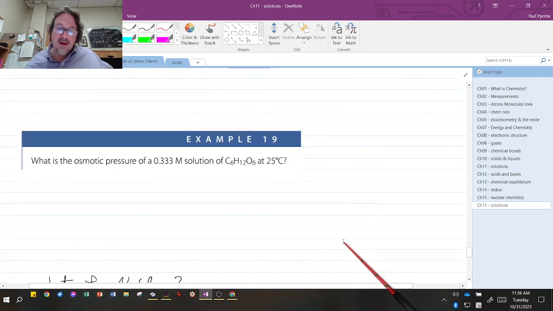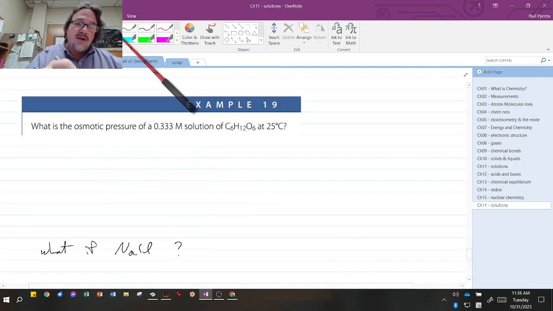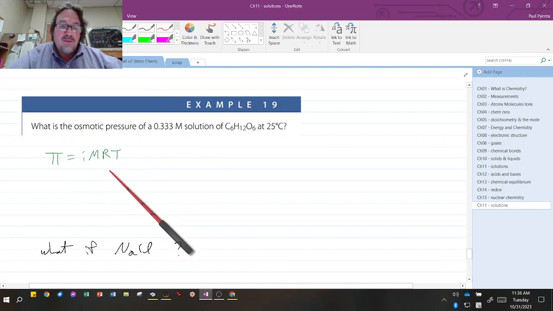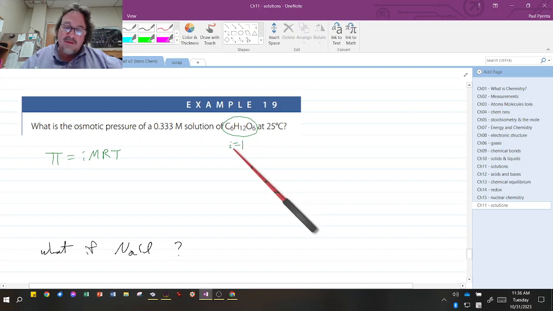All right, so let's try this problem here. What is the osmotic pressure? So what are they asking me for? They're asking me for pi. Pi equals iMRT. I know that's the equation for osmotic pressure. So what is pi of a 0.33 molar solution of C6H12O6? Now that is glucose, blood sugar, and it's a covalent molecule. It does not break up, and so i equals 1.